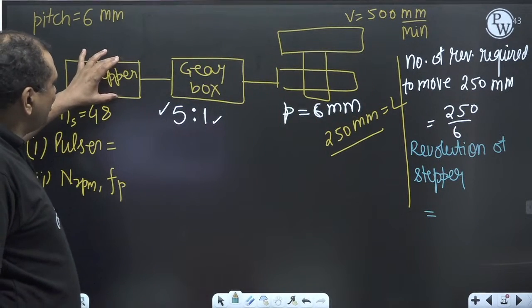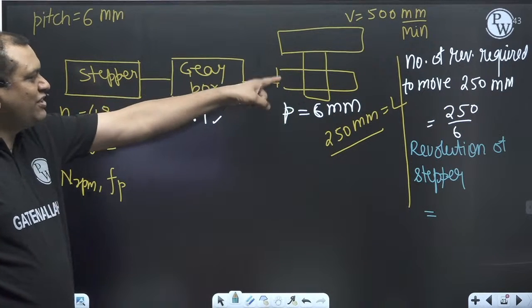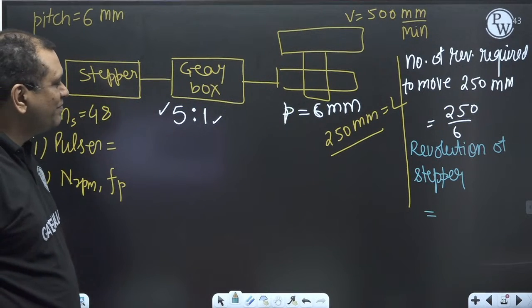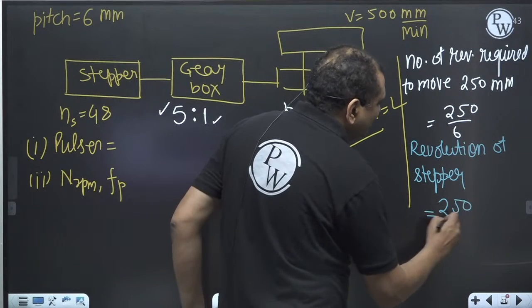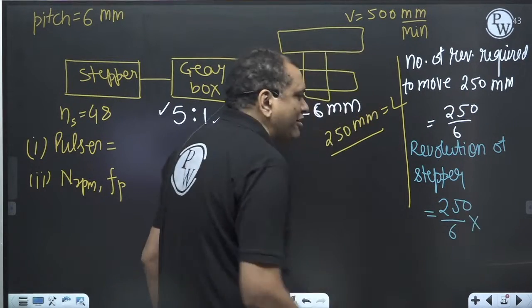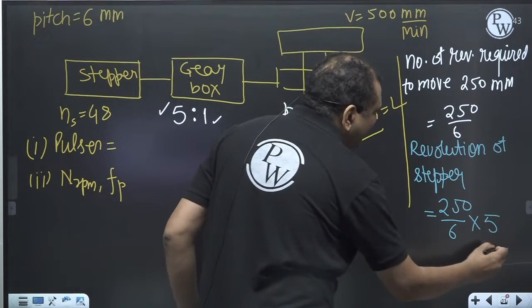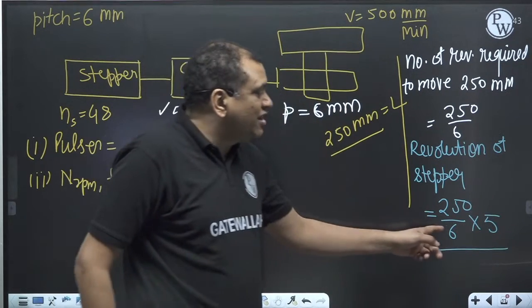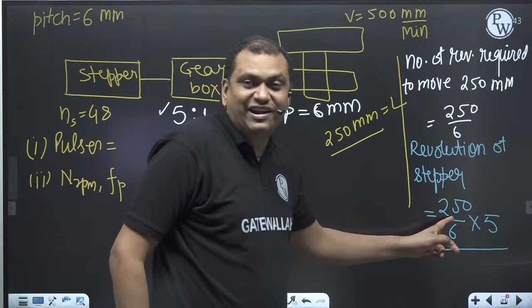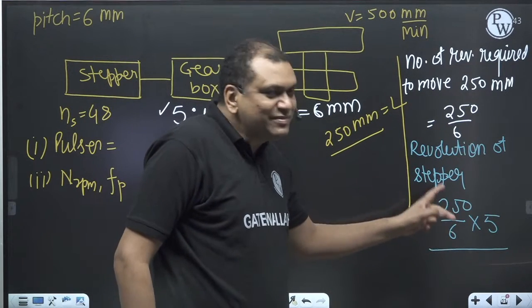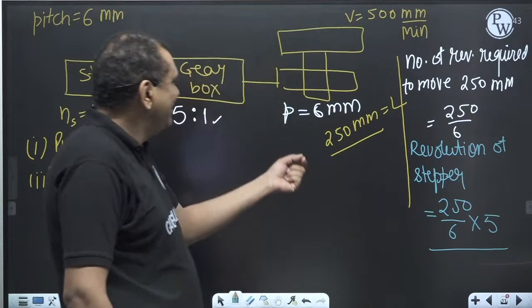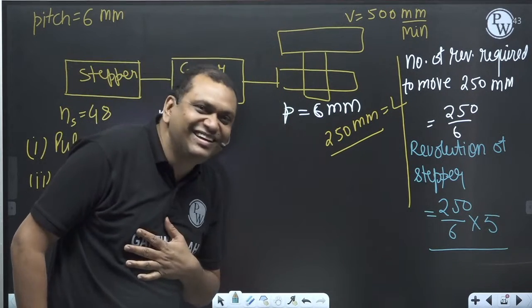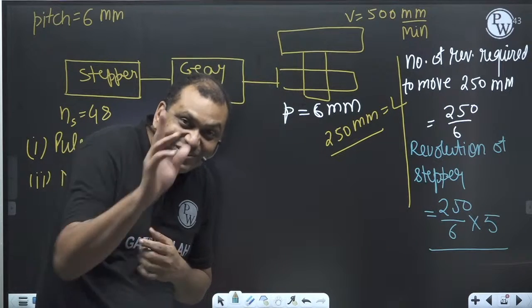Five revolutions of the stepper is 1 revolution of the lead screw. So these many revolutions of the lead screw require how many revolutions of the stepper? These many revolutions of the stepper are required to move 250 millimeter. Okay?